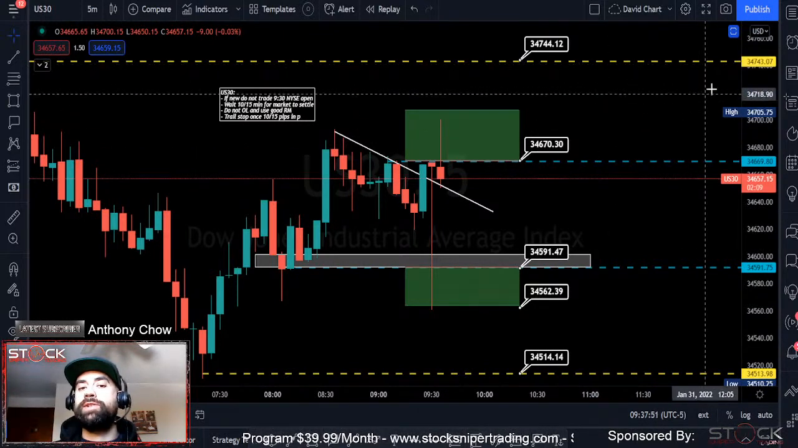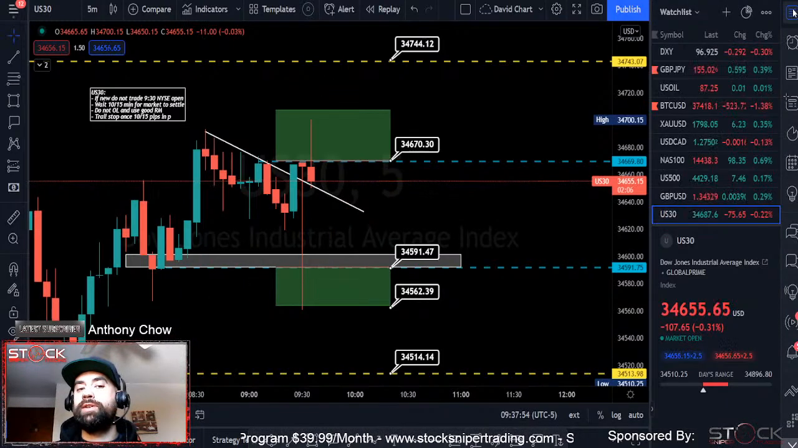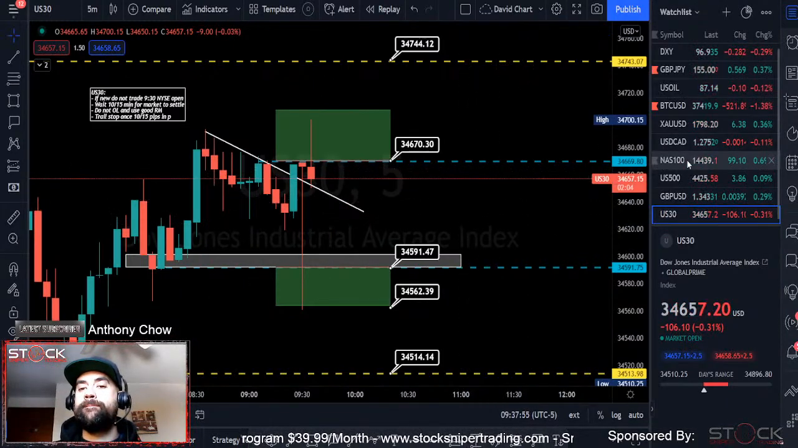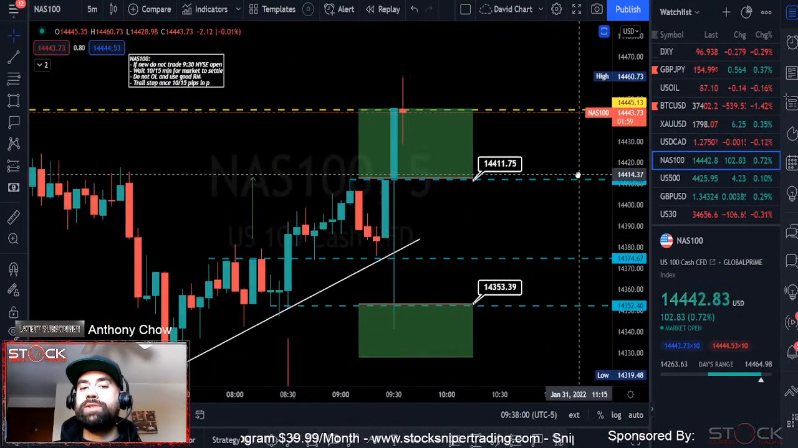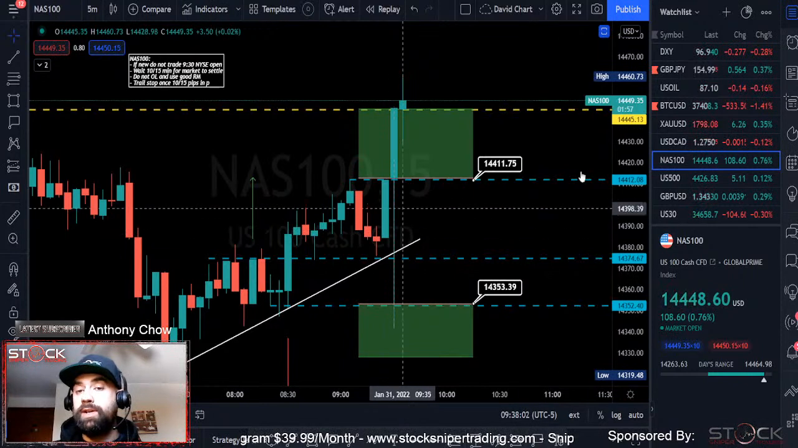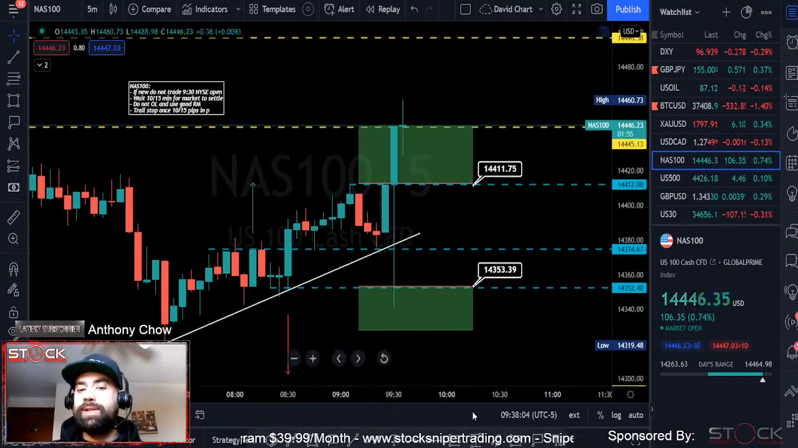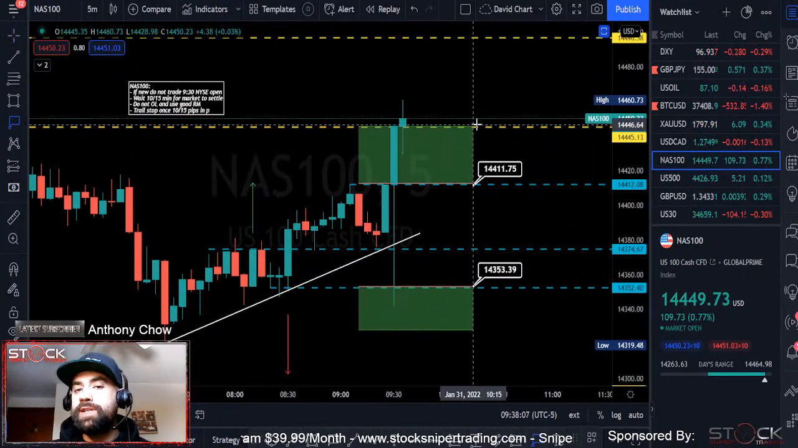Okay, NAS 100. This is US 30. Look at that big wick, guys. The pump. Okay, so Nasdaq actually did. Holy shit! Look at this wick, guys. Look at these long wicks. Like, this is unbelievable, and this is maybe good for you guys to see.